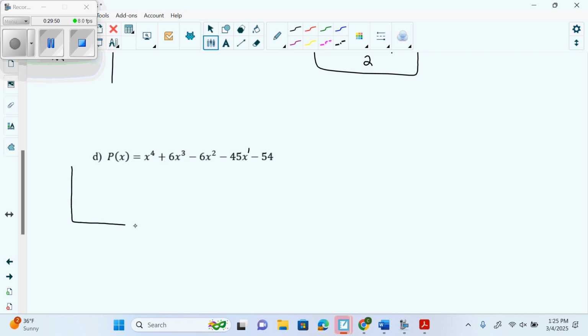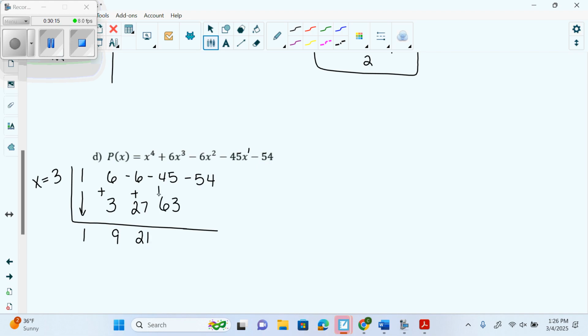What are we going to use? X equals what? 3. 1, 6, negative 6, negative 45, negative 54. If you didn't use 3, don't panic. It'll just be the other one in the next one. Okay, so we got the 1 times 3, add it is 9, multiply 27, add it is 21, multiply 63, add it is 18, and then I hope that's 54. Yeah. 1x cubed plus 9x squared plus 21x plus 18.